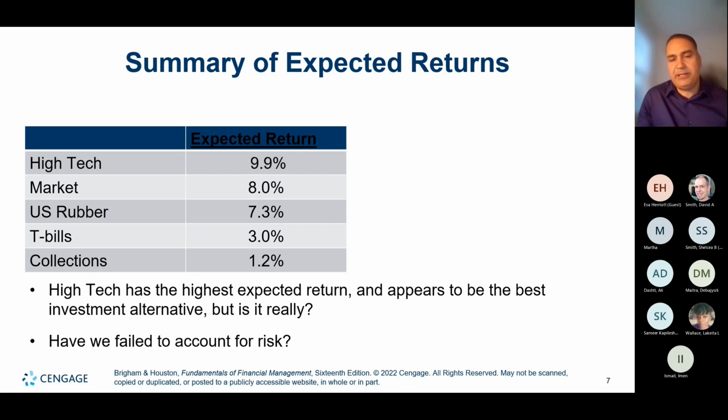Even though we're getting an expected return of 8%, the risk that we take for that 8% is much less than the high tech industry. Then a wise decision would be to go for that one, because we are getting a comparatively higher return for the given risk that we're taking. So the next step is to calculate the risk of all of these assets. Any question?